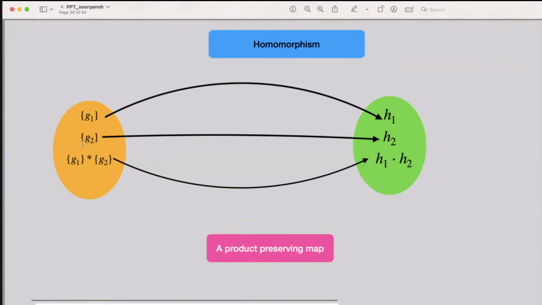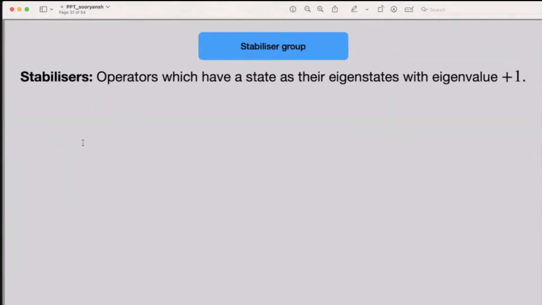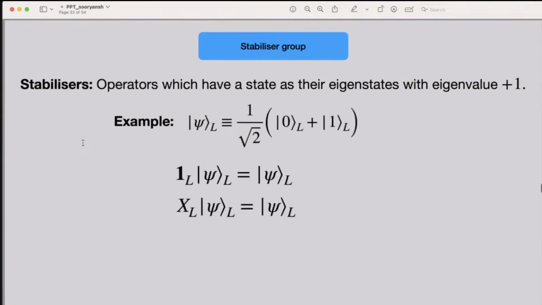So any product preserving map is called a homomorphism. So we want to define this stabilizer group. Now this has been defined in a talk in the morning as well on quantum error correction with cluster states. So stabilizers are operators which have a given state as their eigenstate with eigenvalue +1.